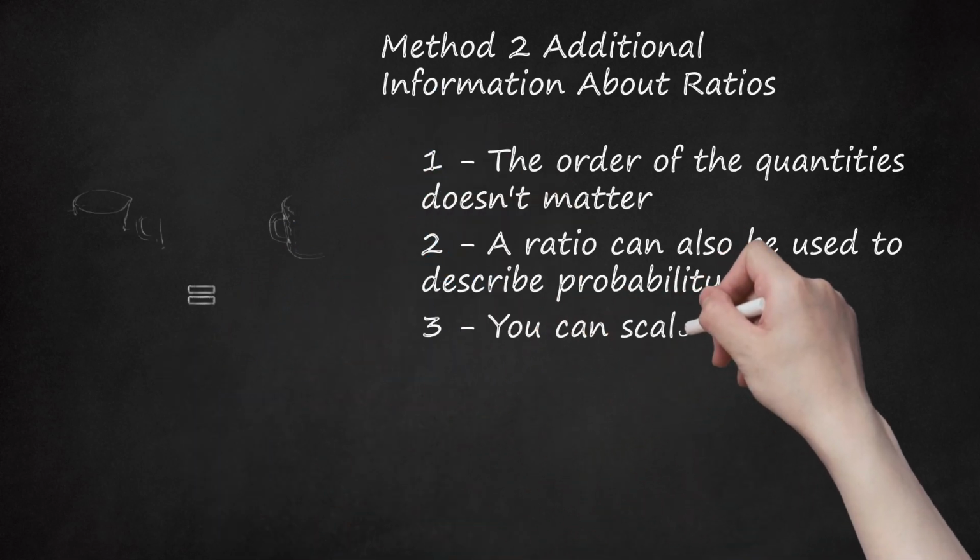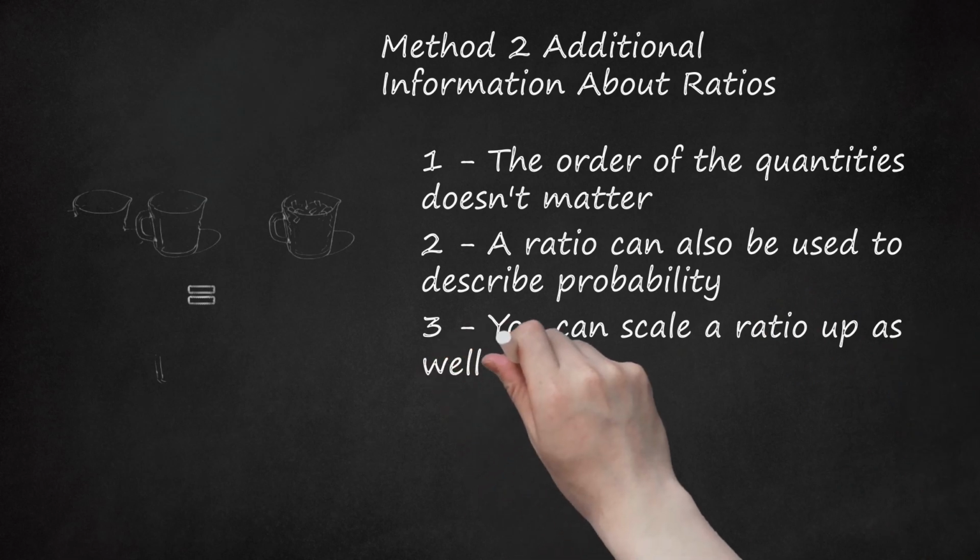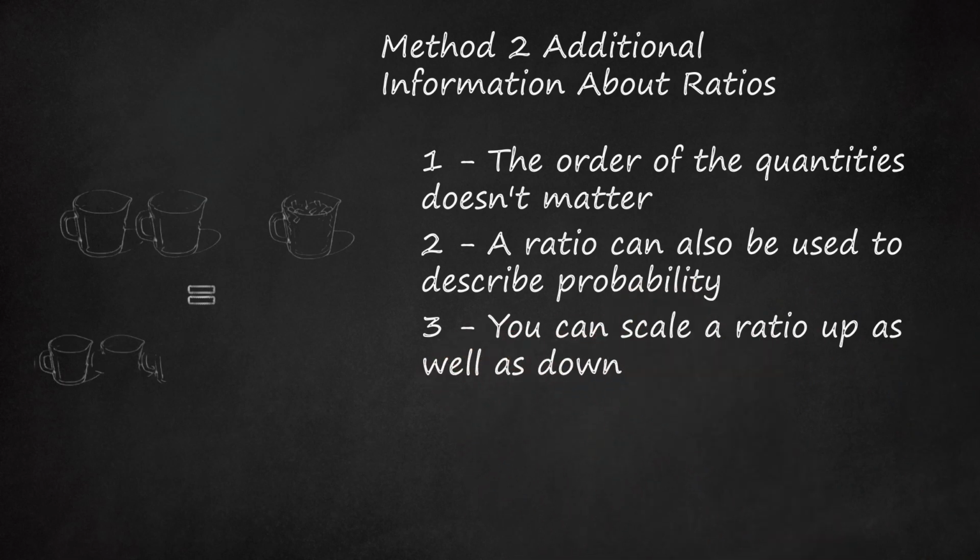3. You can scale a ratio up as well as down. Though you may be used to simplifying numbers whenever you can, it can benefit you to scale a ratio up. For example, if you know that you'll need 2 cups of water for every 1 cup of pasta you boil, but you want to boil 2 cups of pasta, then you'll need to scale up the ratio to know how much water to use.